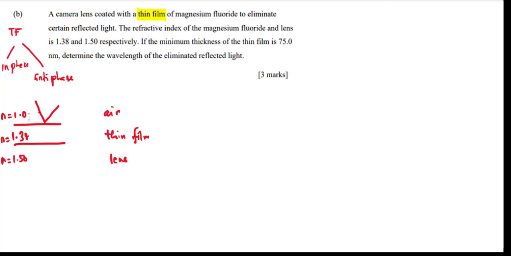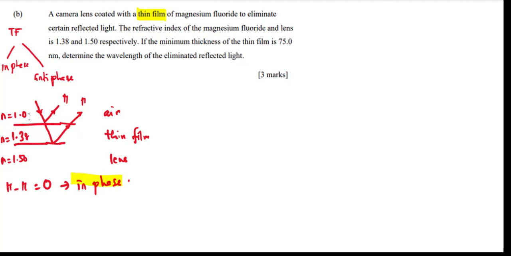So, for the reflected light rays, there will be less dense to more dense, that will be a pi radian phase change. And then from thin film to lens, that will be less dense to more dense, so that will be another pi radian phase change. So pi minus pi, that means 0. So that means it is in phase. Then we have determined first it is in phase.